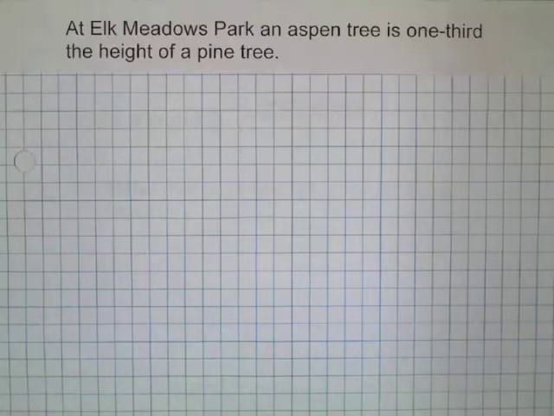Lesson 2-8, Example 2. Our objective here is learning to solve whole number division equations. So let's take a look at this particular problem right here. At Elk Meadows Park, an aspen tree is 1/3 the height of a pine tree. So what we need to come up with first of all is an equation.